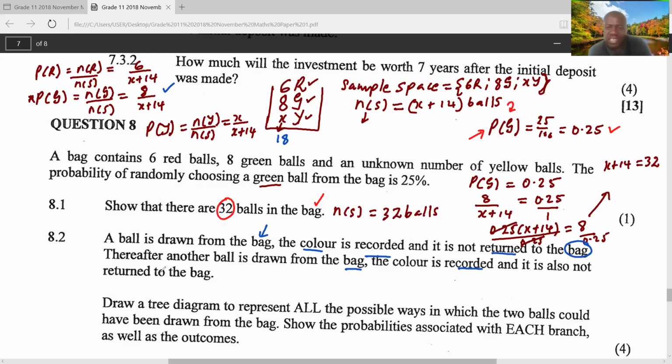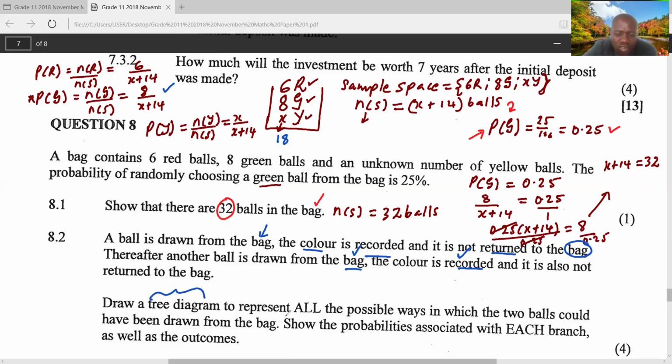It means now, they said initially, a ball is drawn from the bag. The color is recorded, but it is not returned into the bag. So it means if it's taken, you cannot replace it. This is without replacement. And thereafter, another ball is drawn from the bag. Its color is recorded and it still is not returned to the bag. So according to the question, it says, draw a tree diagram. Yes, this is an example of a tree diagram case.